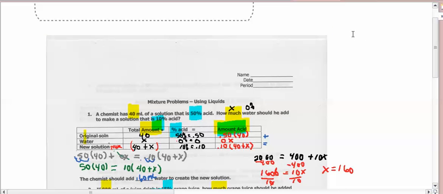Now I'm going to do a second problem, and then I'm just going to show you the work on the other problems that you've done. I'm not going to talk it through. I'm just going to show you what I did and maybe briefly explain.